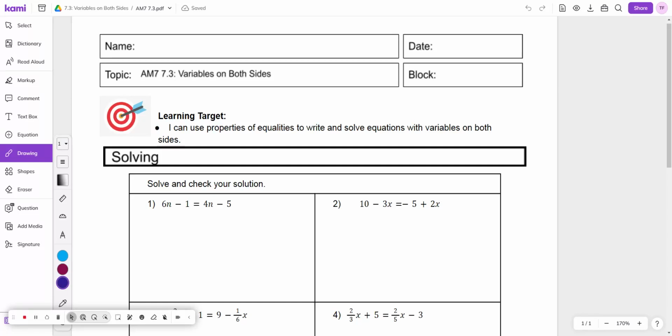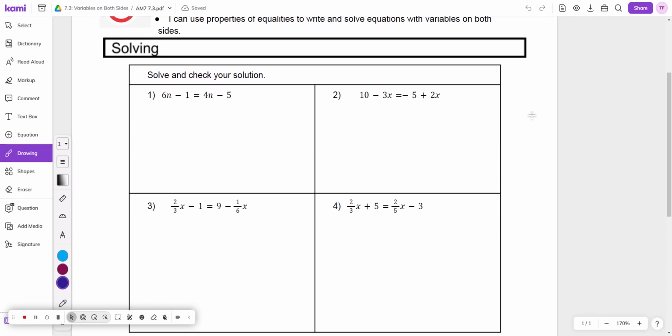All right, so let's talk about variables on both sides. Sometimes we end up with equations with variables on both sides. The main goal, though, is still the same. Try to get that variable isolated all by itself onto one side. So what we're going to do is use those properties of equalities in order to do that. And then we're also going to write and solve equations with variables on both sides.